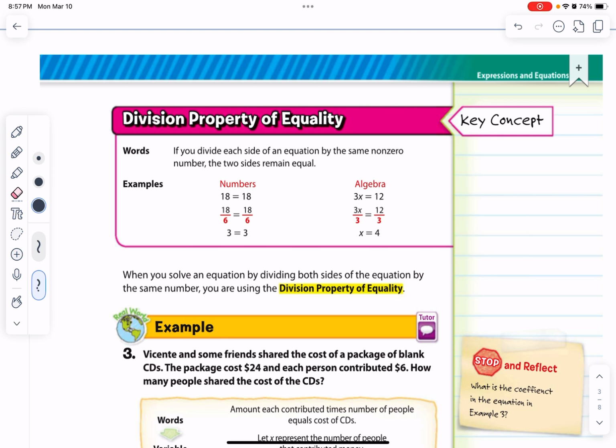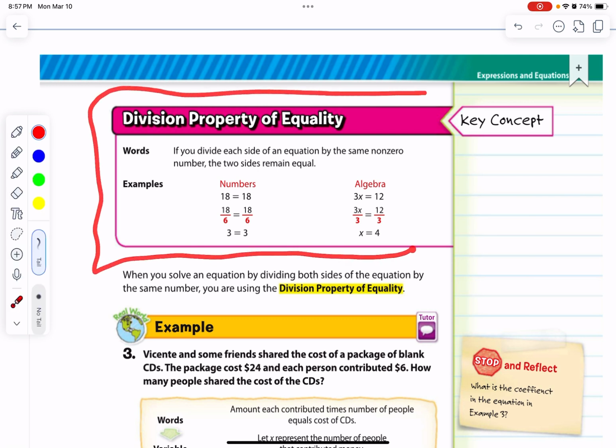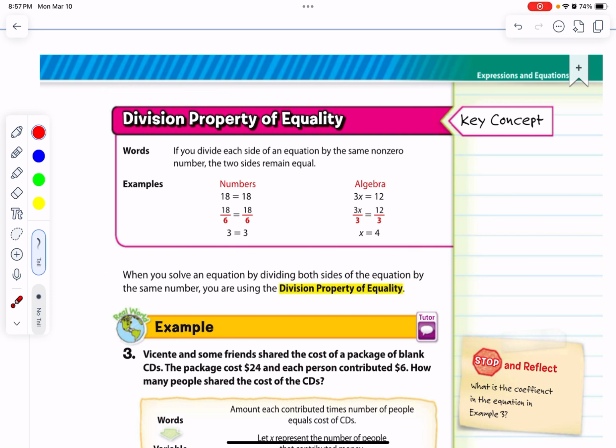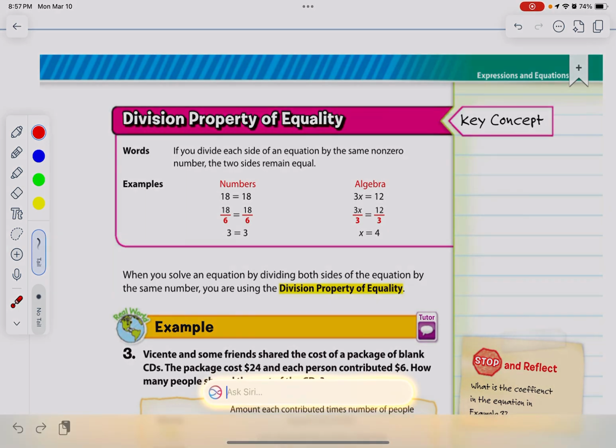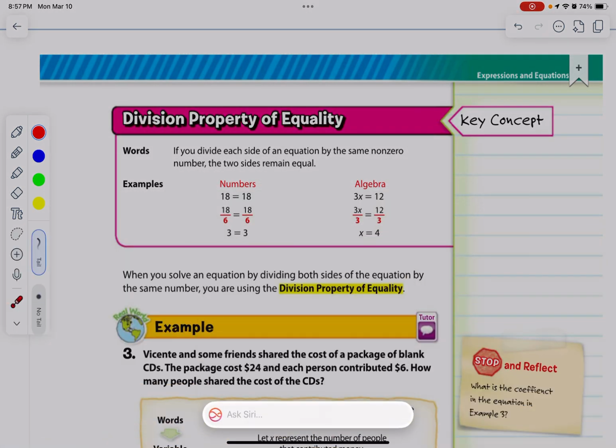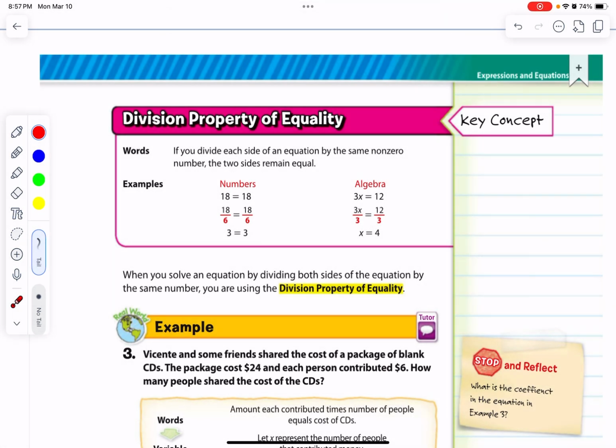Get out your notes, and we are writing this whole section here into our notes about the division property of equality, okay? So write the title, division property of equality. You're going to write this definition, which is: if you divide each side of an equation by the same non-zero number, the two sides remain equal.